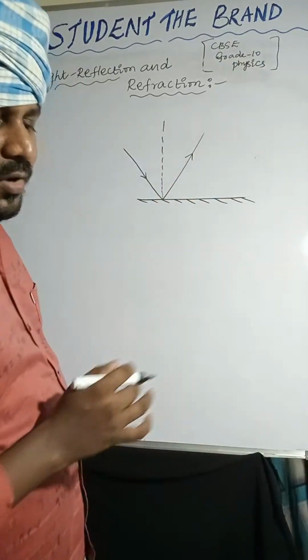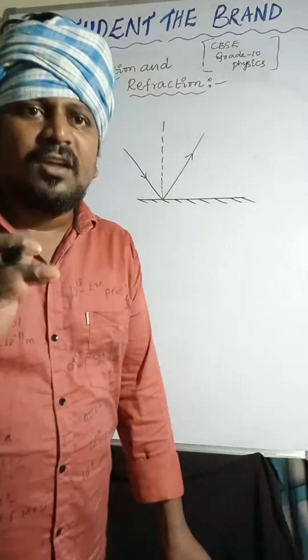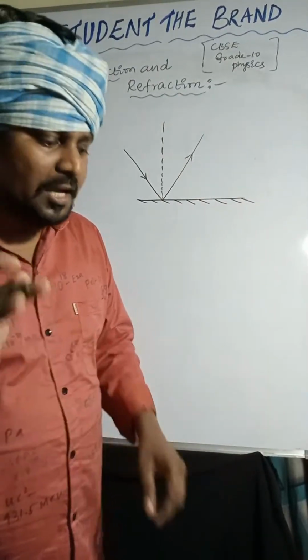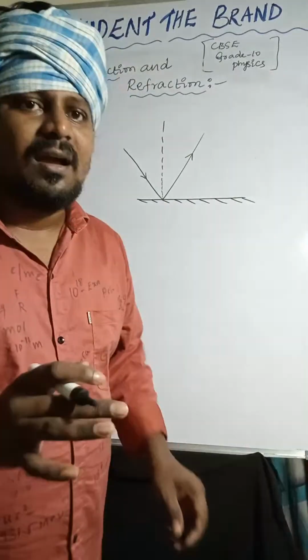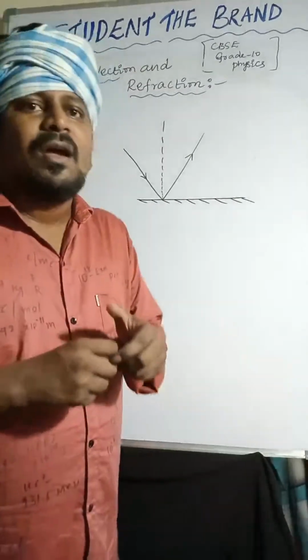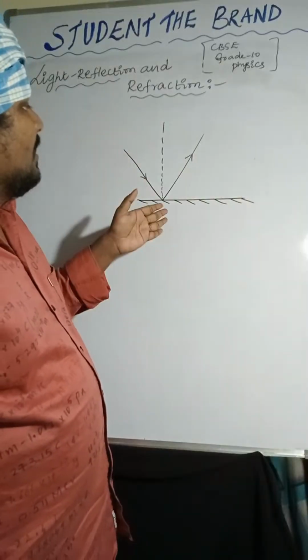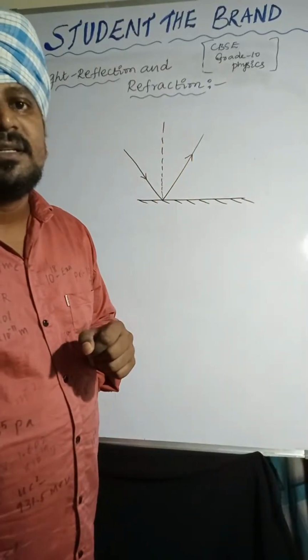Sir, why are you drawing the normal line with dotted lines and the remaining lines with normal lines?